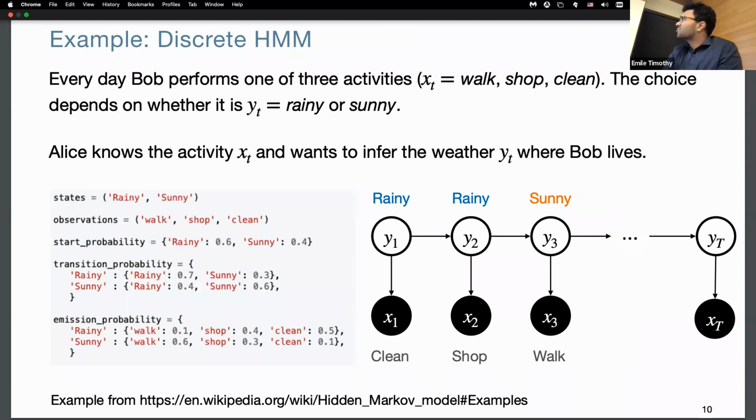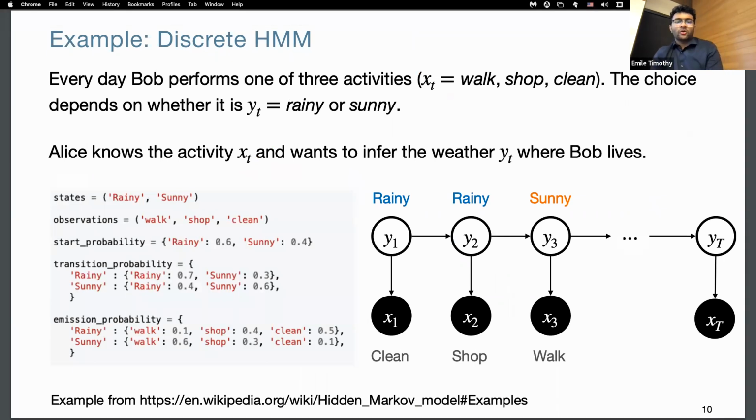And then we spoke in lecture about discrete hidden Markov models, and here's the classic example. Every day, Bob performs one of 3 activities: walk, shop, or clean. And then the choice depends on whether it is yt equals rainy or sunny. And then let's say Allison does activity xt and wants to infer the weather yt where Bob lives. And this is a classic application of a hidden Markov model.